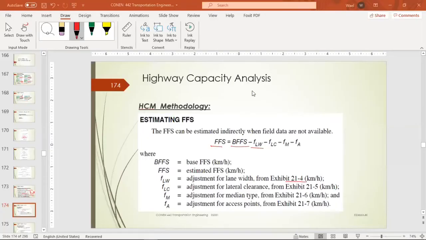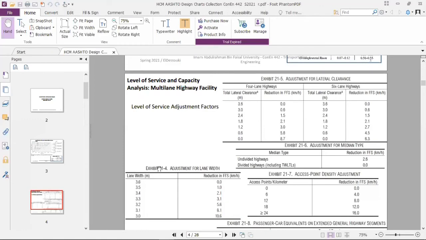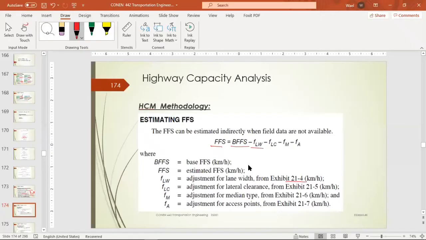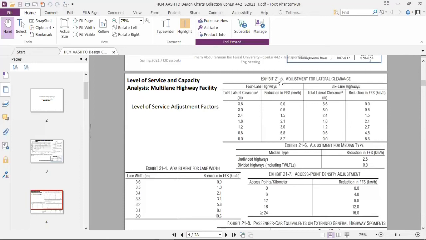Clear, ya shabab? So this factor, we get it from that table, which is here. That's exhibit 21-4. Okay. For the lateral clearance, again, the adjustment for lateral clearance, table or exhibit 21-5, which is here. You go for, if we have a 4-lane highway and the total lateral clearance was maybe, for example, 3.6, then the adjustment factor is 0. If it's less than that, then these are the values. If you have a 6-lane highway, then you take these columns. Any questions so far?